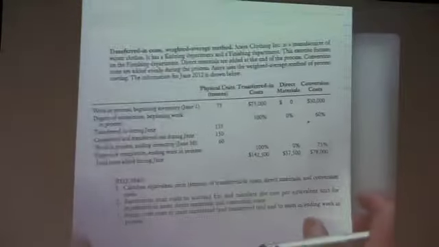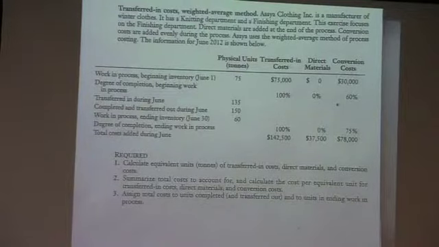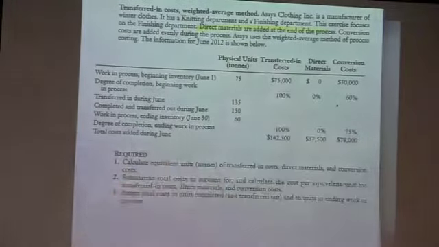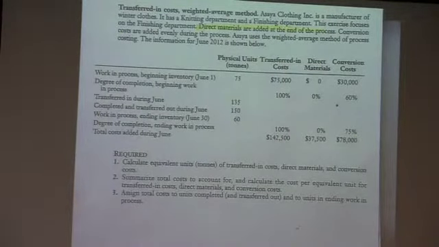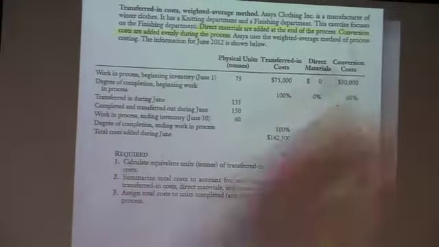So let's look at the question. ASEA manufactures winter clothing, and it has a knitting department and a finishing department. This exercise focuses on the finishing department. So the data that's given to you is for the finishing department. Direct materials are added at the beginning of the process, and conversion cost. And what is conversion cost? It's direct labor and overhead, added evenly throughout the process.